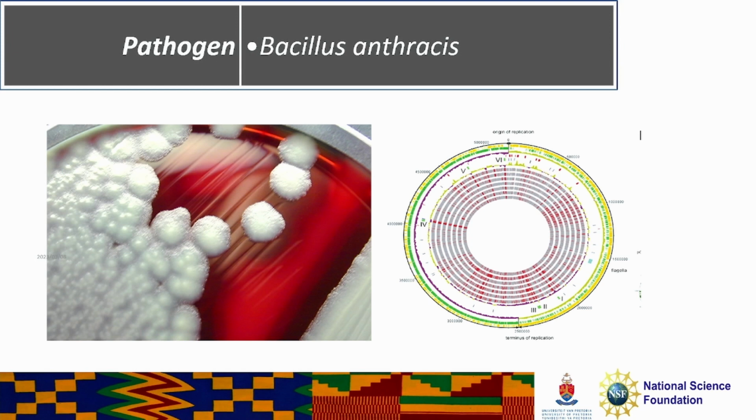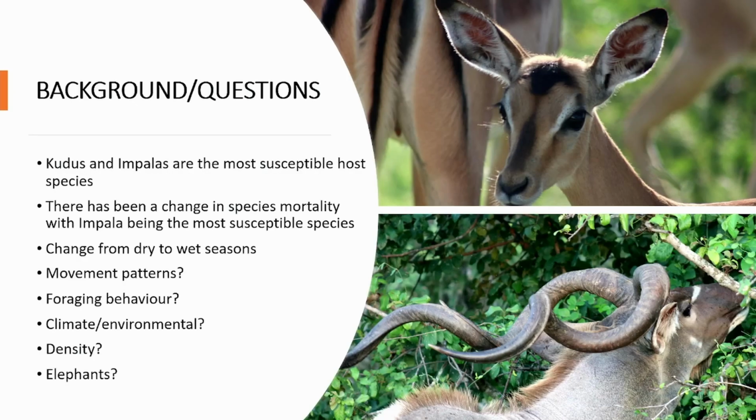It is caused by a gram-positive endospore and capsule-forming bacterium, Bacillus anthracis. And interestingly, over the years, as has been mentioned before, kudus have been the most susceptible host species, or the most affected host species. But of recent, starting from 1992, it shifted to impala. And with this shift from kudu to impala, there was also an attendant shift from dry season to wet season event.